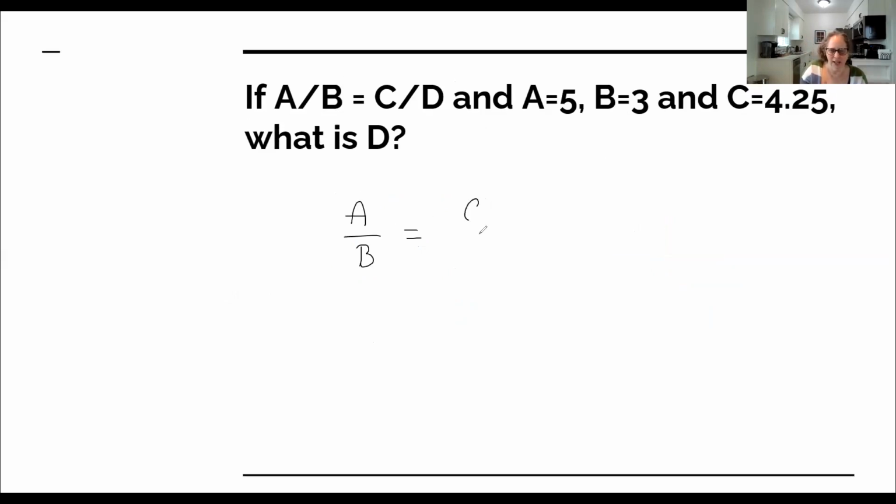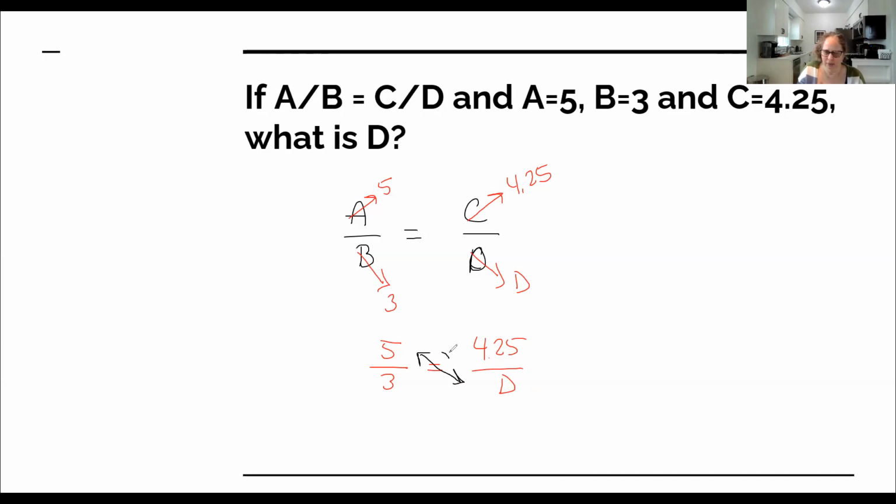A over B equals C over D, and A is 5, B is 3, C is 4.25, D is unknown. So now I'm just going to rewrite it. 5 over 3 equals 4.25 over D. You can do lots of different ways on this, but if you don't remember that D is in the denominator, that's when you can run into trouble. So cross multiply and divide works.